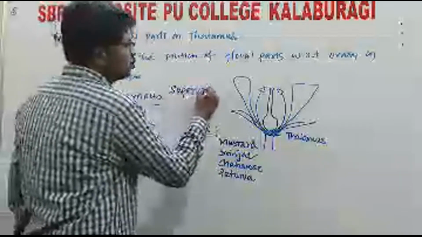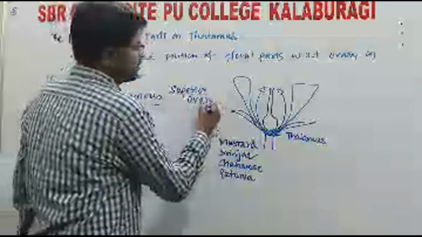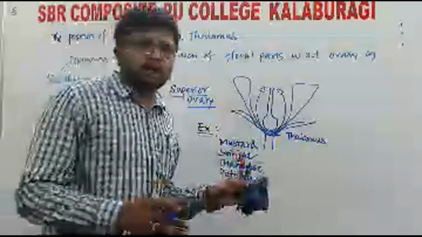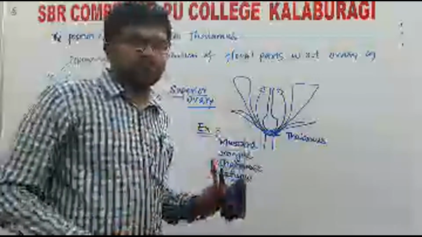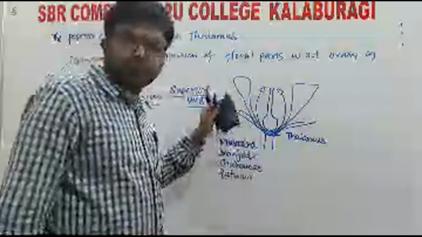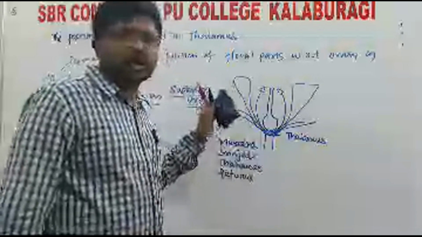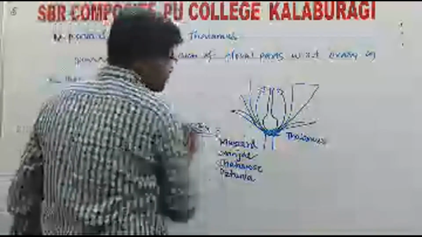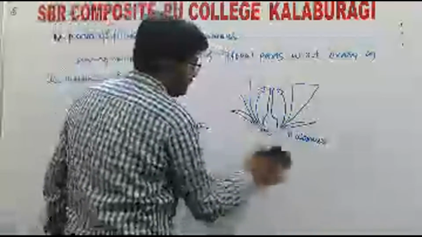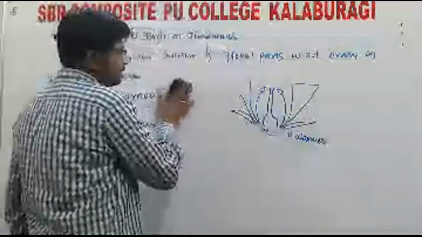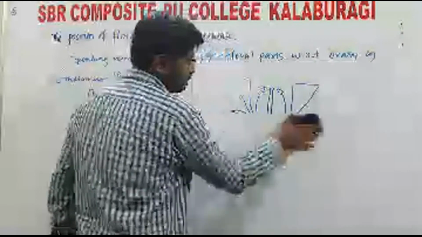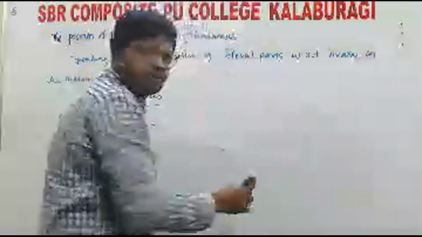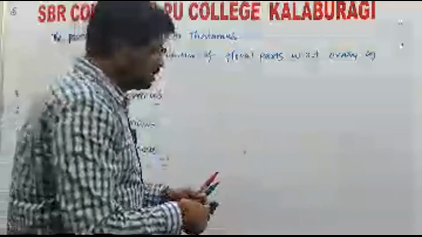Superior ovary. And the condition is hypogynous condition, where the floral parts are positioned below the ovary. Such an ovary we call a superior ovary, and the condition is a hypogynous flower. Okay, the next one is the perigynous. Peri means the rim of the thalamus, or the periphery of the thalamus, holds all the appendages, the floral parts.